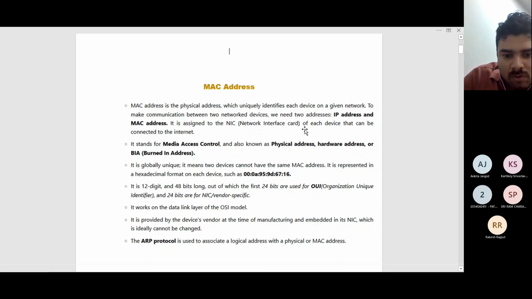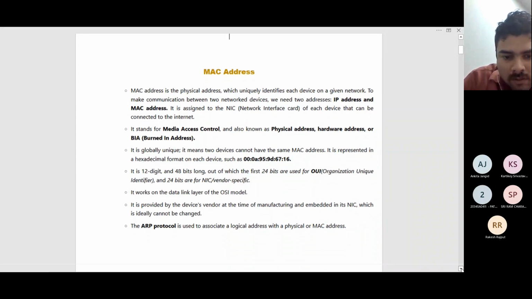Then the ARP protocol is used to associate a logical address with a physical or MAC address. The ARP table is a storage of MAC addresses on every layer 2 switch. There is a MAC entry, for example, PC1 MAC address, then PC2 MAC address, then PC3 MAC address. Those 3 MAC addresses are stored in the layer 2 switch, and that is called the ARP table. Okay, got it? The point is clear.